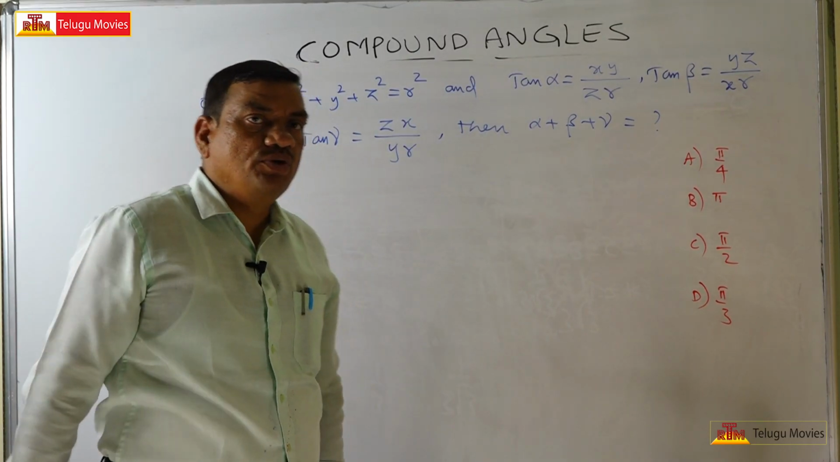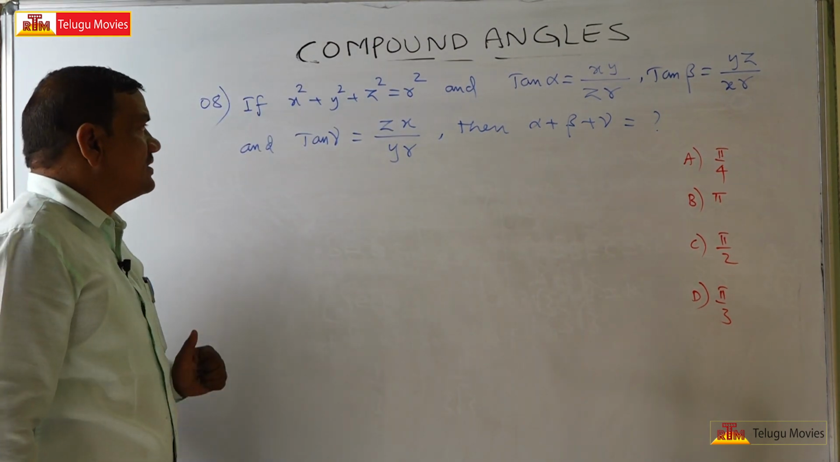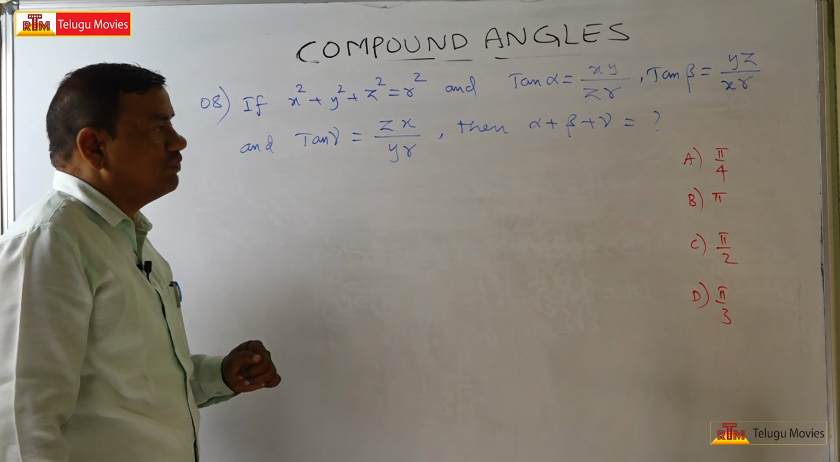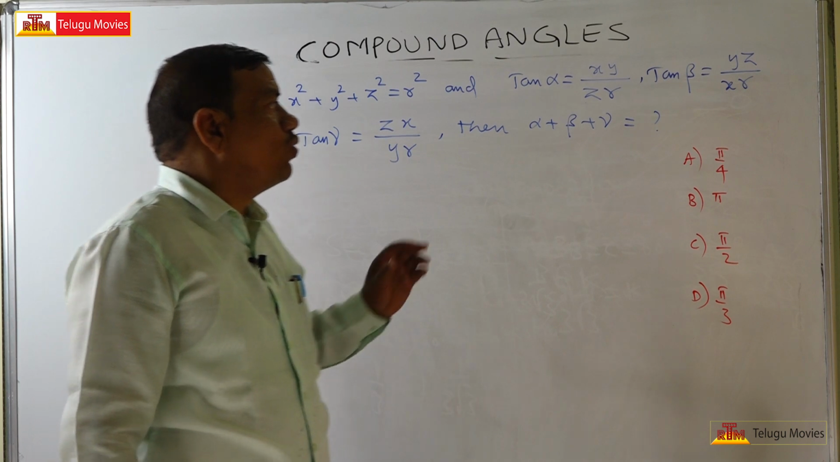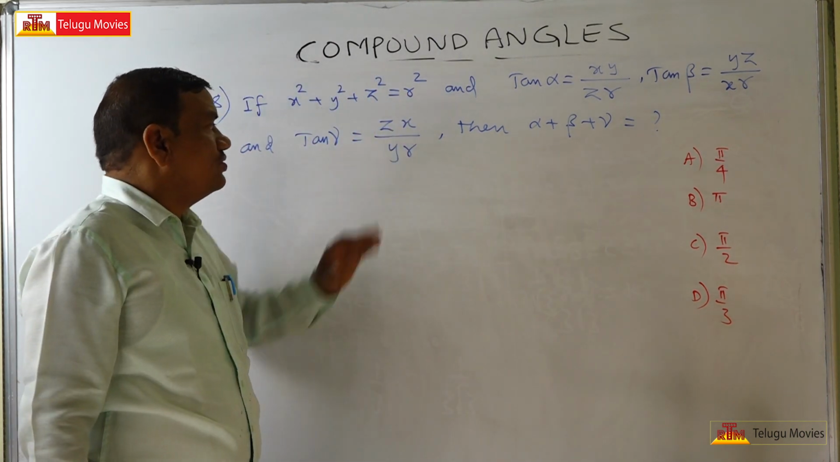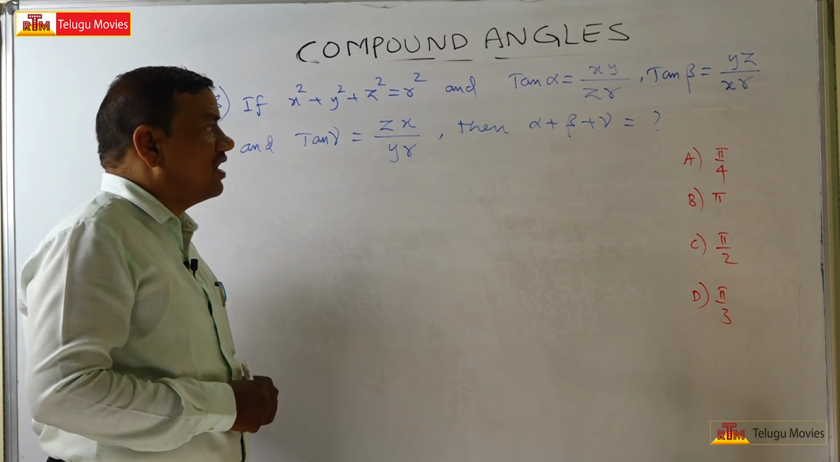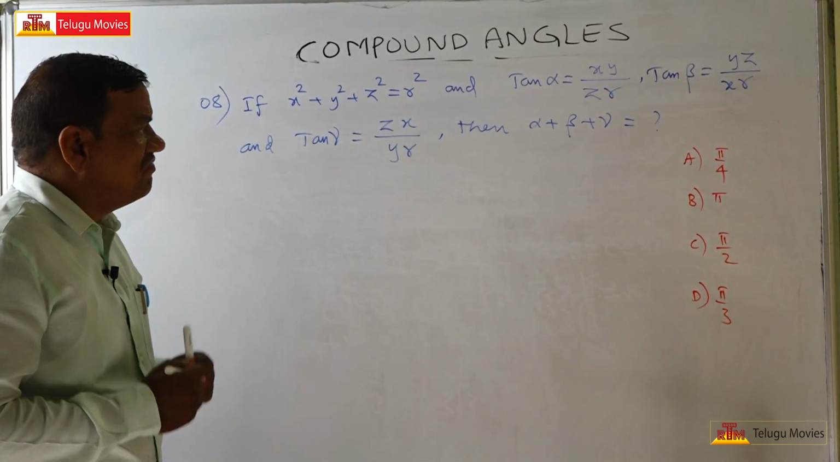Dear students, welcome to the next problem. So the problem is: if x square plus y square plus z square is equal to r square, and tan alpha is equal to xy upon zr, tan beta is equal to yz upon xr, tan gamma is equal to zx upon yr, then the value of alpha plus beta plus gamma is equal to 1. So these type of problems can be done very easily.